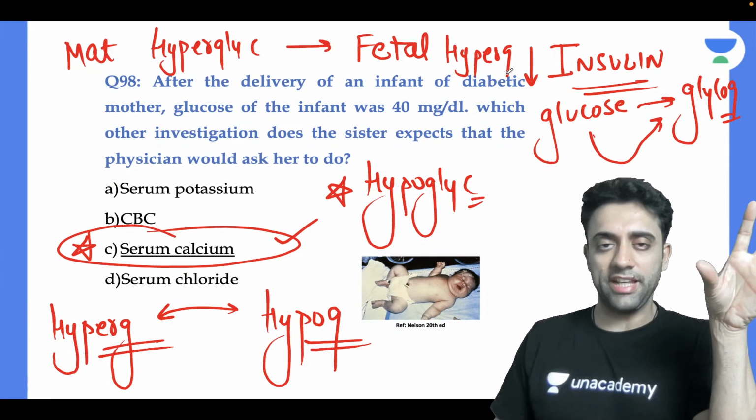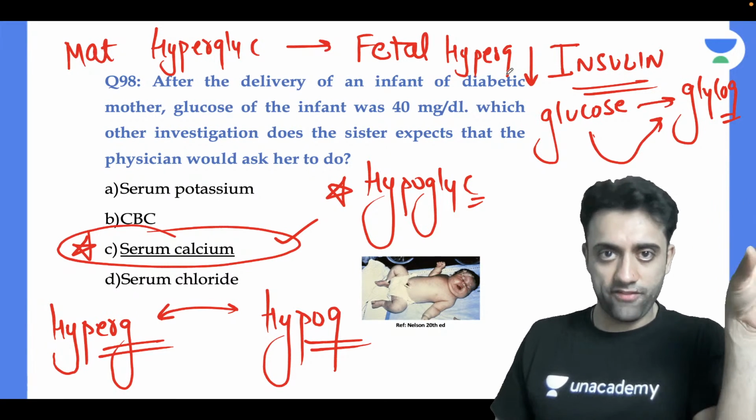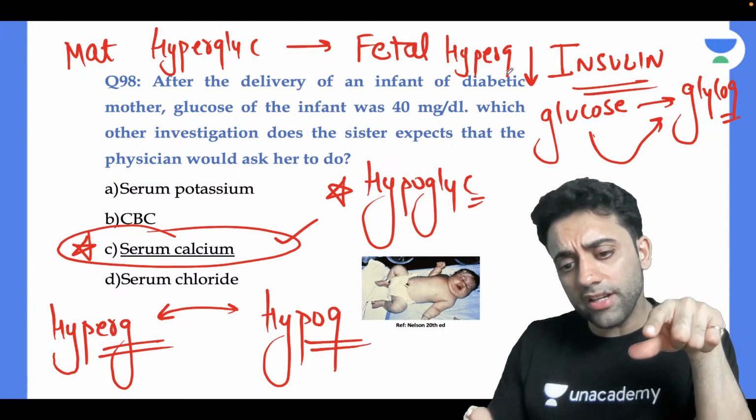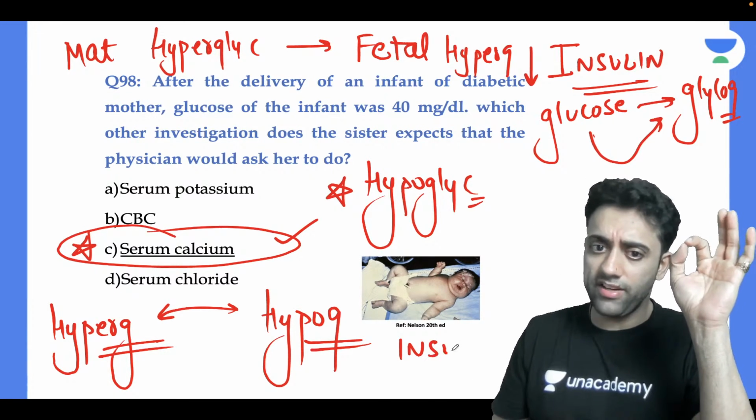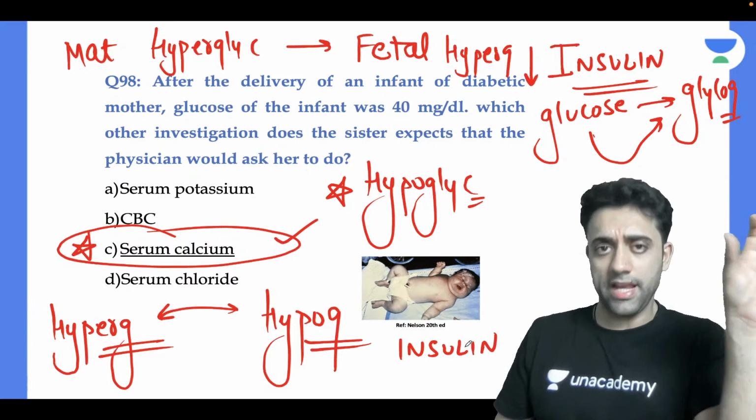Mother was suffering with diabetes, and mother was having insulin deficiency. But is the baby having insulin deficiency? No, right? The baby is not having insulin deficiency. Baby insulin level is normal.